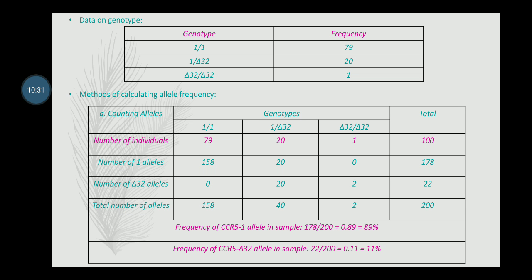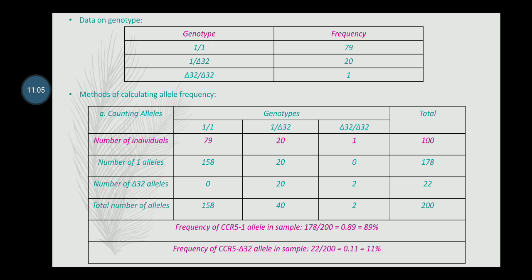There are two methods. First of all, the counting allele method. We will draw a table like that, and in this table we will calculate the number of 1 alleles and the number of del 32 alleles in that population. Now, for example, there are 79 homozygous dominant people. Therefore, on both loci of 79 people, there are 1 alleles. Therefore, 79 into 2, 158 alleles.